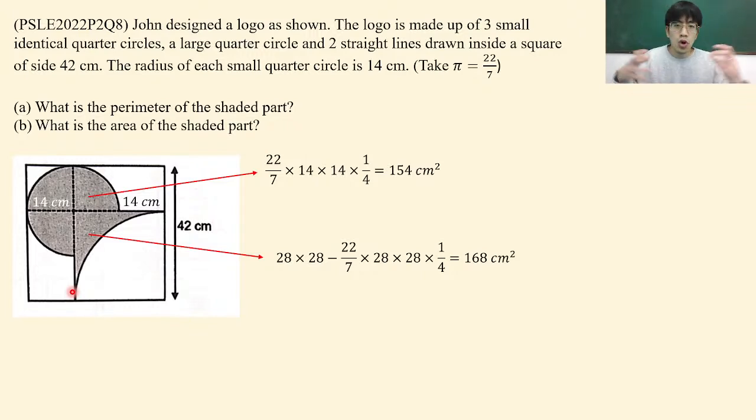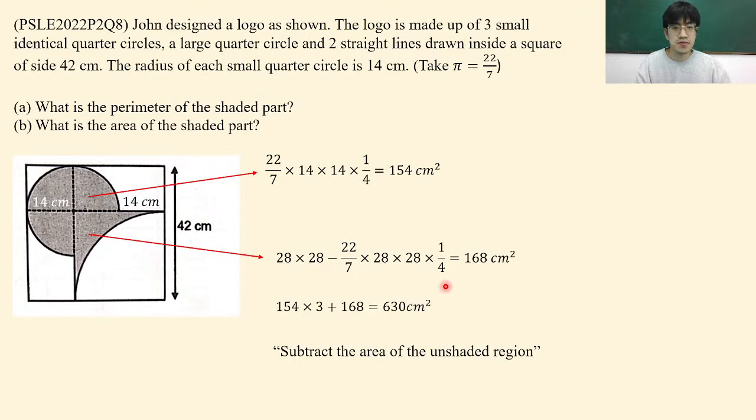So in order to find the total area of the shaded part, we simply have to combine these 4 areas. So we have 3 times 154 because we have 3 quarter circles over here, plus the area of this slope over here, which we found is 168, to get the final answer, 630 centimeters squared. So that's how you find areas of some weird looking or irregular shape.